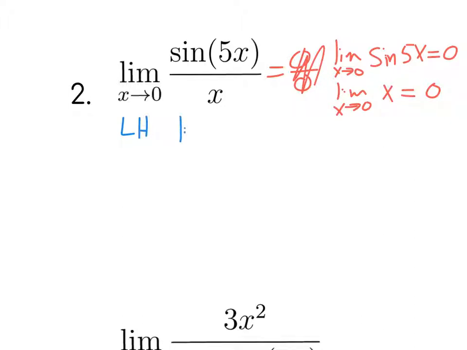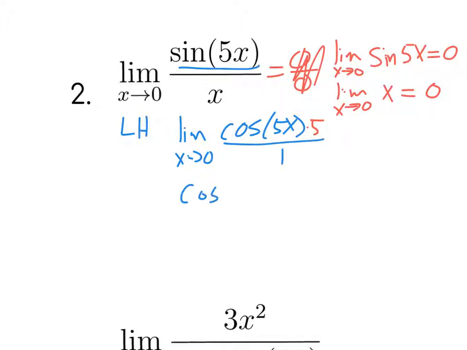So then we're taking the limit as x approaches 0 of the derivative of sine of 5x, which is cosine of 5x, and then we have to do chain rule, so that's times 5. The bottom part of this, the derivative of x, is 1. Plugging in 0, we get cosine 5 times 0 is 0, times 5 over 1, which is just 5.